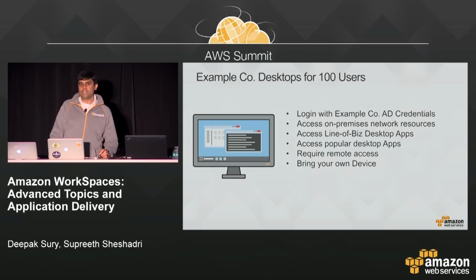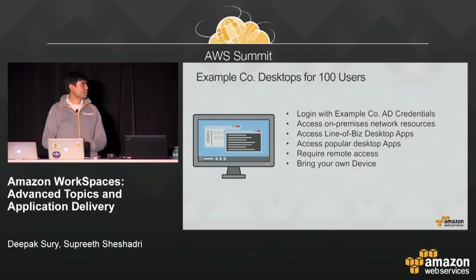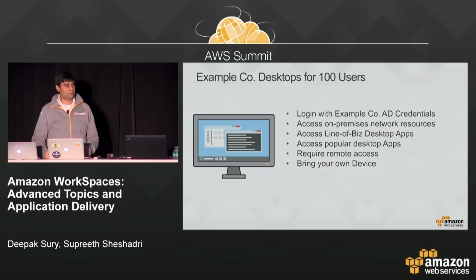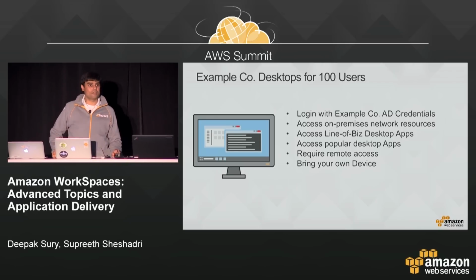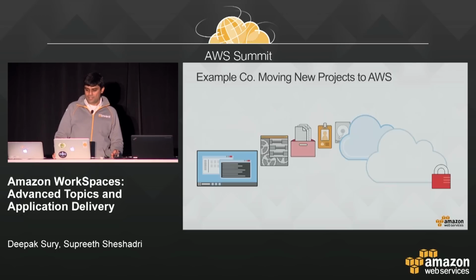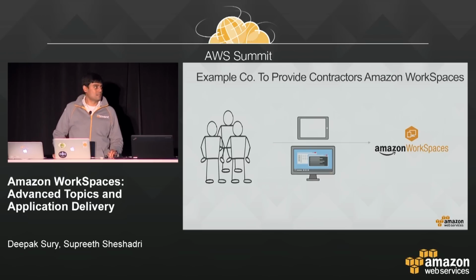All these contractors will need access to line of business applications, applications that are available on the intranet, and also apps that are installed on their desktop. These contractors also require remote access so that they can use their desktops from home or off-site and be able to VPN into their environment. And finally, Example Co. is buying into the bring your own device model, where they want their contractors to bring the device of their choice. And this company is moving apps to the cloud, and Workspaces is one of them as well. So how do we get started?